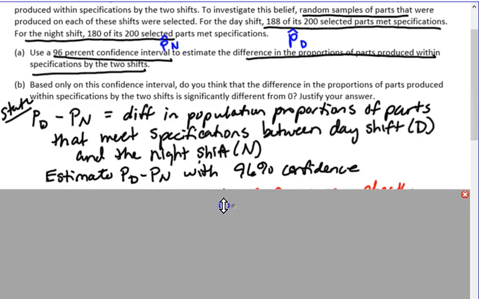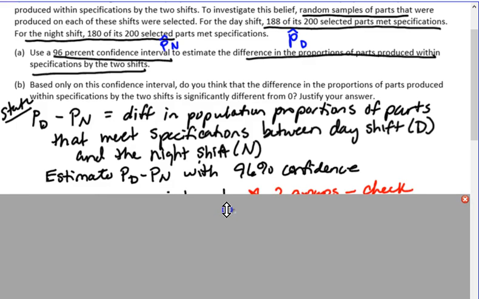Okay, so the state step is, what am I trying to do? Here's my parameter of interest. PD minus PN is the difference in population proportions of parts that meet specifications between the day shift and the night shift. I want to estimate that difference with 96% confidence.